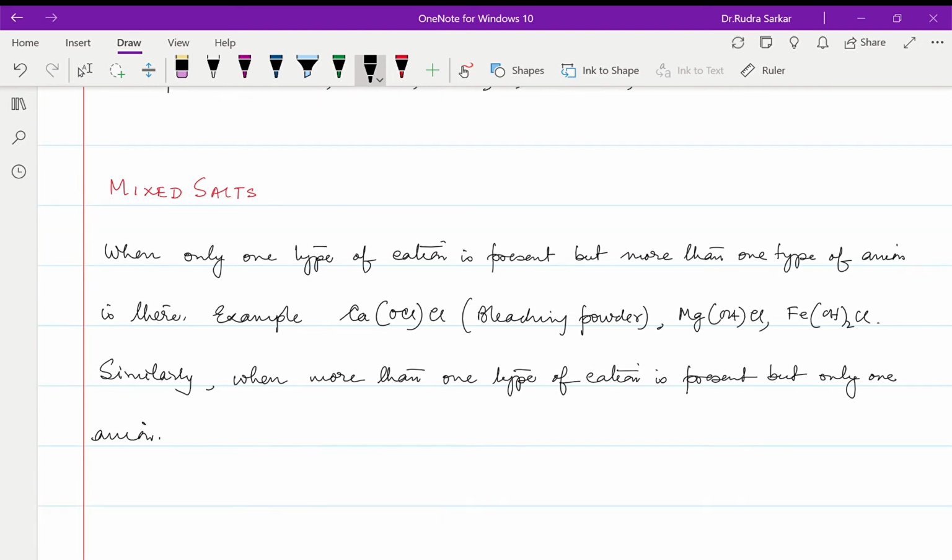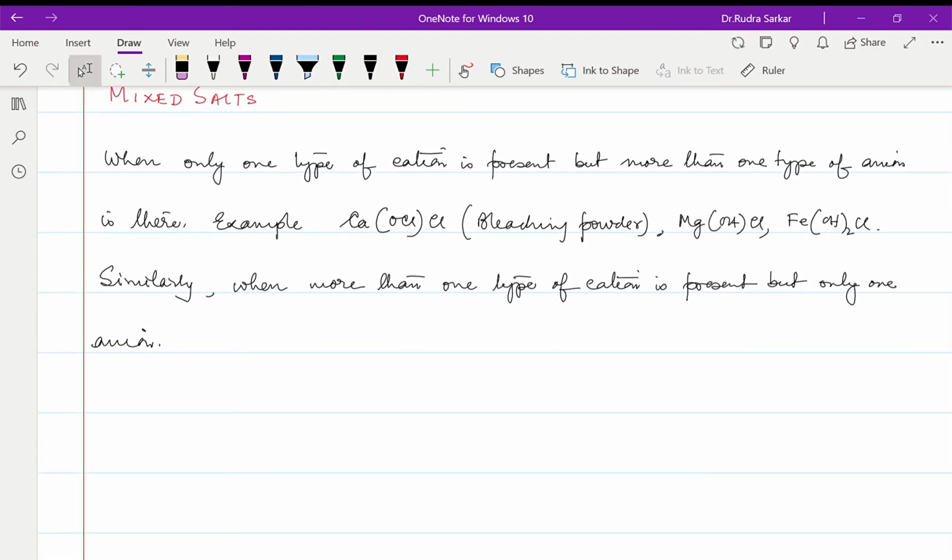In the before case we had one type of cation and two types of anion, right? But here in this case we are having more than one type of cation but only one type of anion. So these can also be called mixed salts.